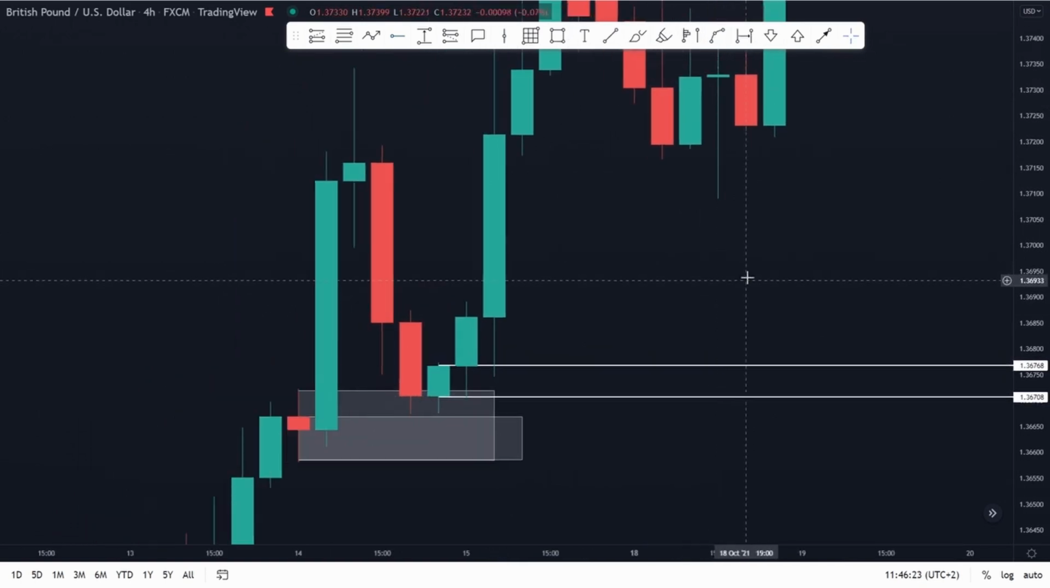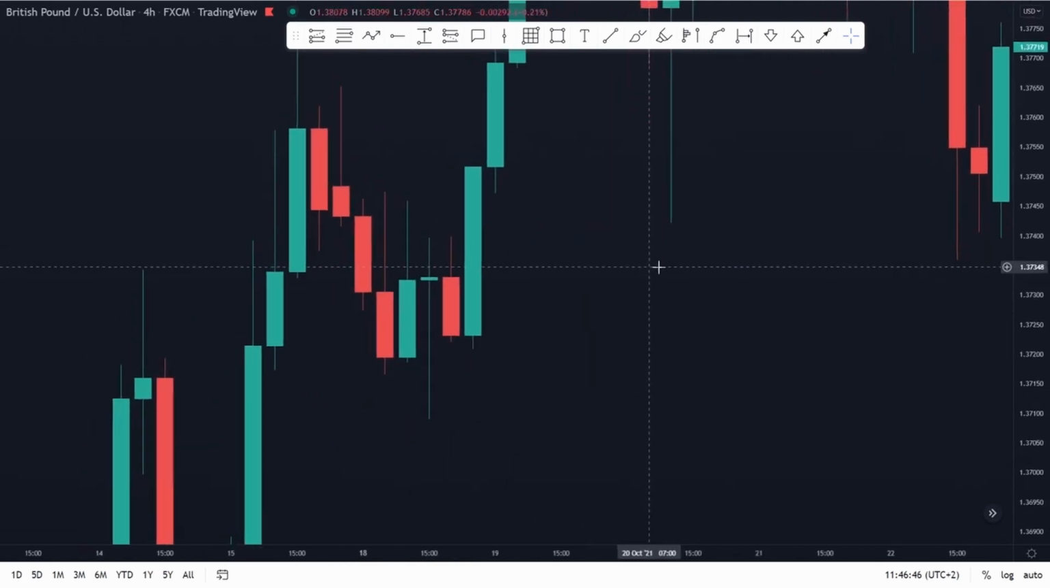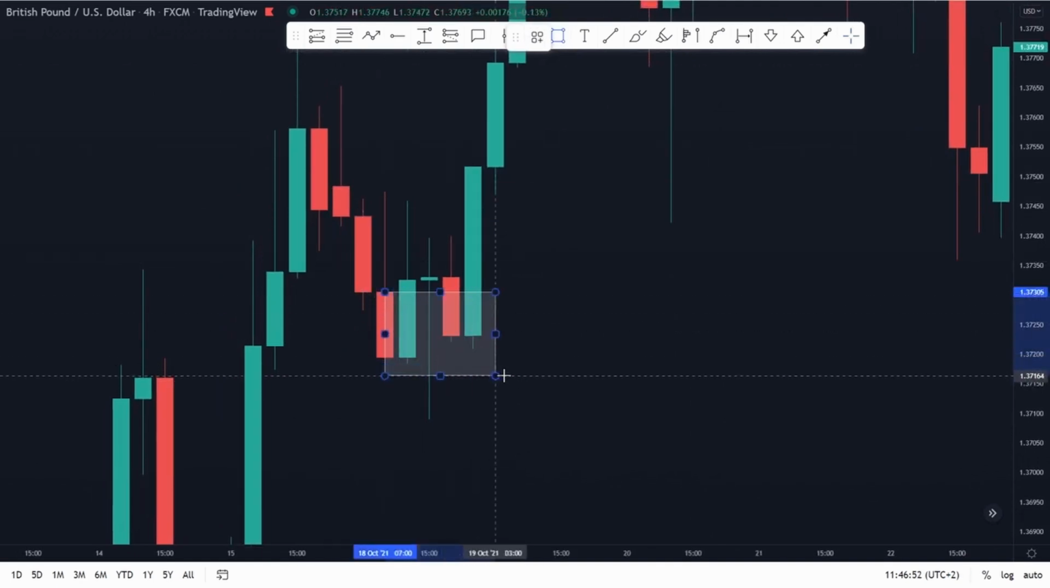So that's how you enter using supply and demand. In this case, your first entry is triggered immediately, and then the second one is triggered when the market retraces, and then your stop loss is below the zone. And then let me show you an invalid zone, this one over here.